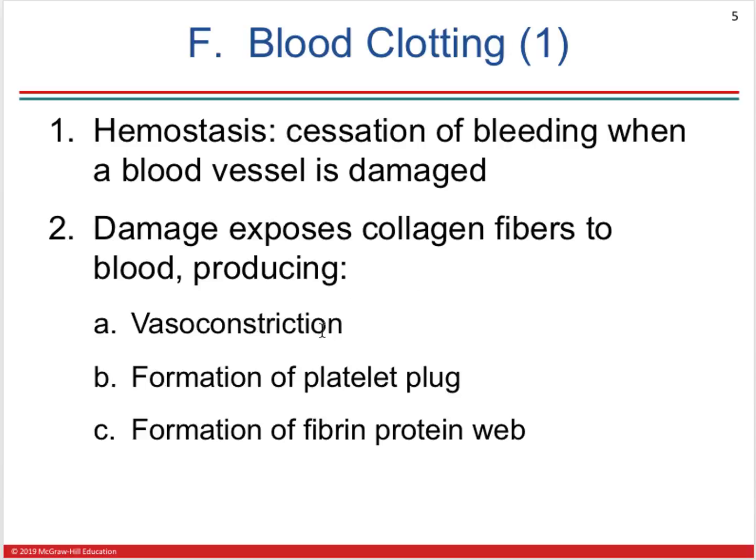So one is vasoconstriction. You want to reduce the blood flow to injured blood vessels. Also the formation of a platelet plug. We'll talk about that more in just a moment here. And then the conversion of fibrinogen into fibrin, which forms this web that helps to hold that platelet plug in place until that blood vessel has healed.